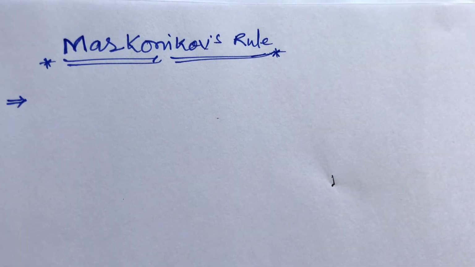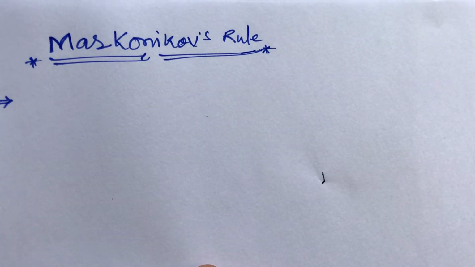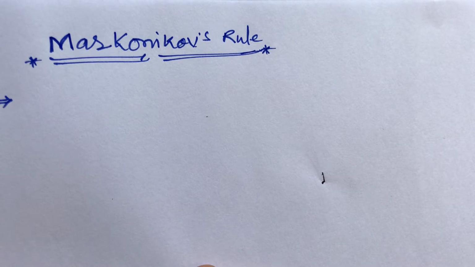Hello students, now a very important topic, that is Markovnikov's rule. What is Markovnikov's rule? According to the Markovnikov rule, the negative part of the substance will attack the carbon which contains less number of hydrogen, or the positive part will attack the carbon which contains more number of hydrogen. That is also known as Markovnikov rule.